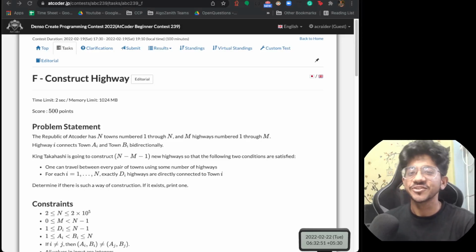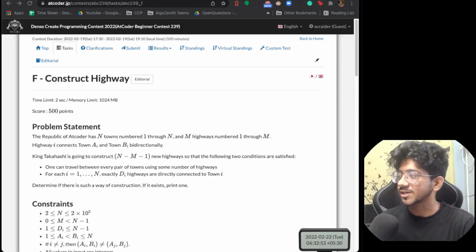Hey, hi everyone, this is Vivek, and today we're going to talk about this problem called Construct Highways from AtCoder Beginner Contest 239. This particular question is on graphs, and we are given some conditions and we have to construct a graph. So let's go into this particular problem. Also, this is more of a constructive kind of problem, so we will try to see how to approach constructive graph problems in general.